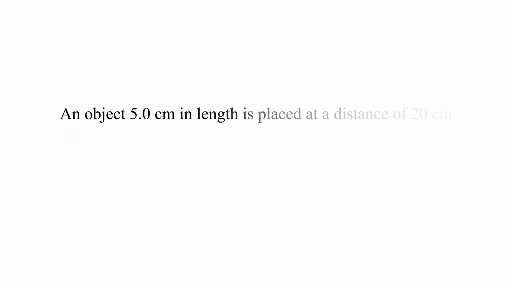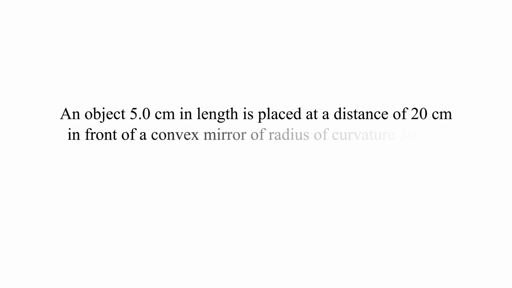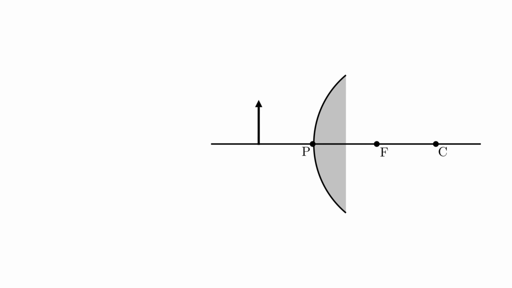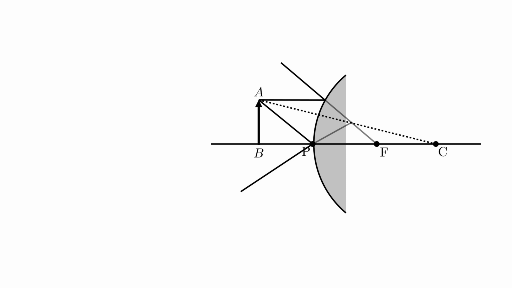The problem states that an object 5 cm in length is placed at a distance of 20 cm in front of a convex mirror with radius of curvature 30 cm. Find the position of the image, its nature and the size. Using the mirror formula, that is 1 over f equals 1 over v plus 1 over u.